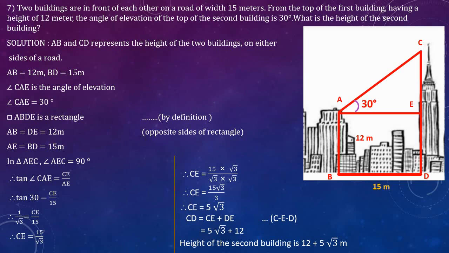Now here the value of root 3 is not given in the question. So if it is not given in the question, there is no need to substitute it. We can directly keep our answer as it is. Therefore the height of the second building is 12 plus 5 root 3 meters. This is our final value.